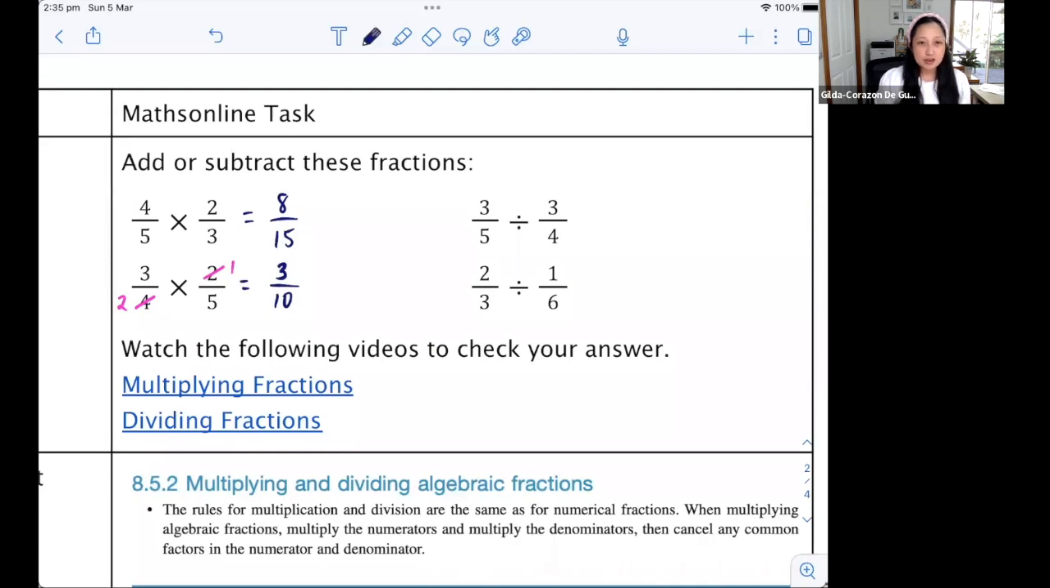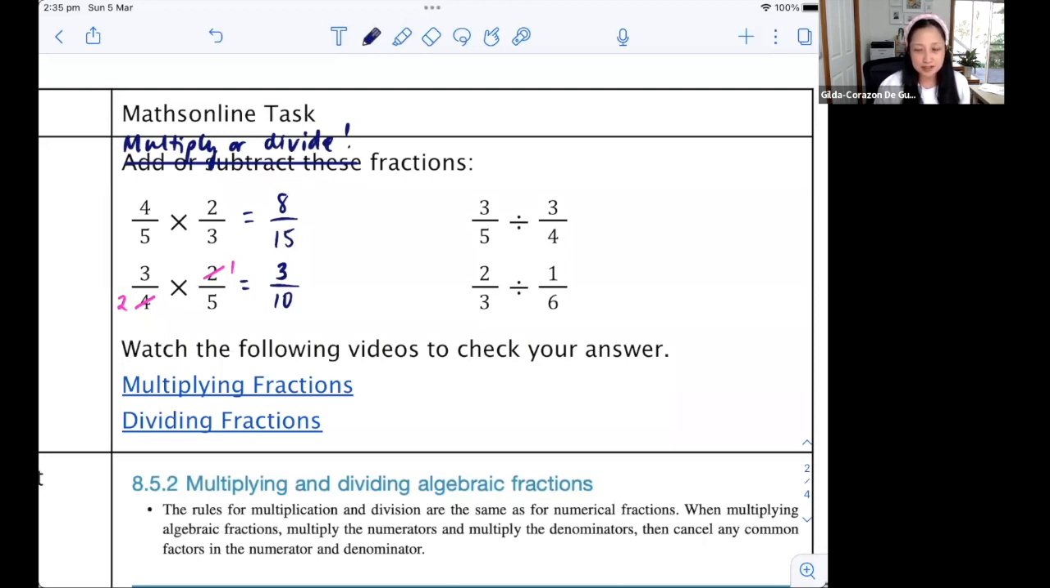Okay, so hang on a minute. I just noticed that this one says add or subtract these fractions, when in fact it should be what? Multiply or divide. Okay, so let's change that now. So the next one would be division. So these two questions here, we want division.